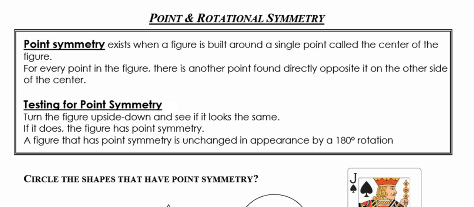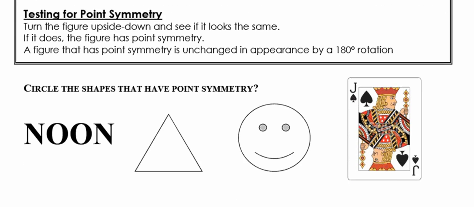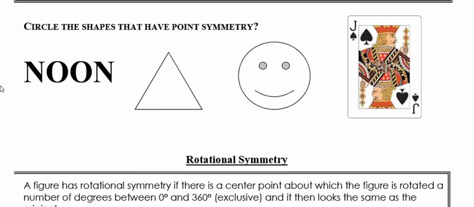To determine whether or not a figure has point symmetry, turn it upside down and see if it looks unchanged. See if it looks the same. If the figure looks the same upside down as it did right side up, we say that the figure has point symmetry. All right, so down underneath here it says circle the shapes that have point symmetry.